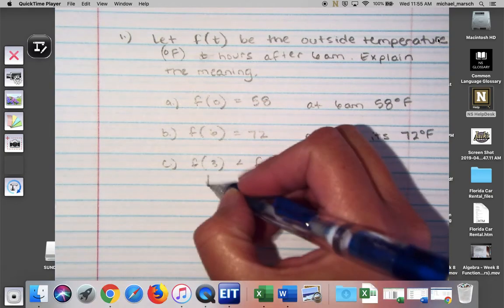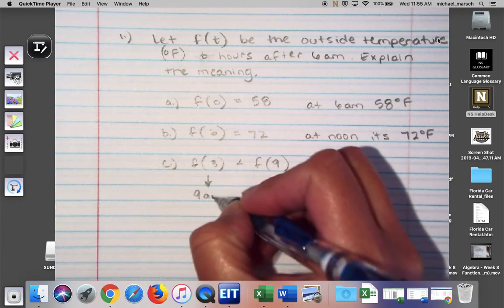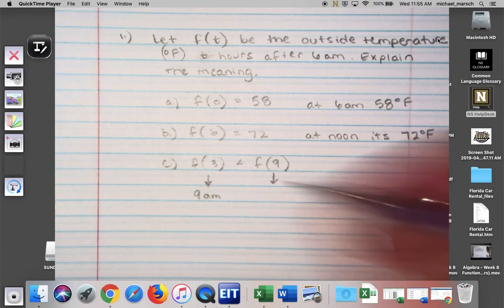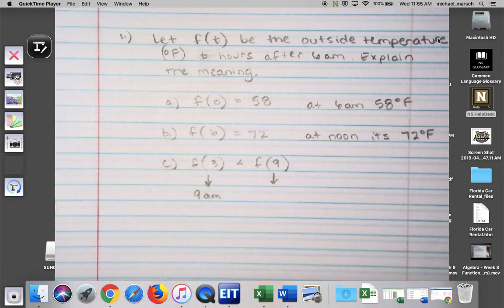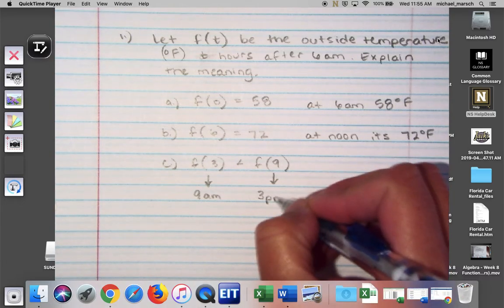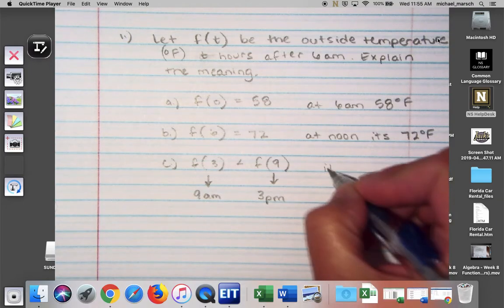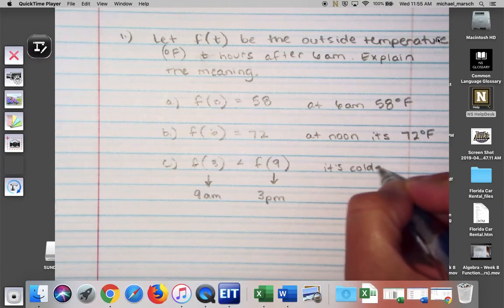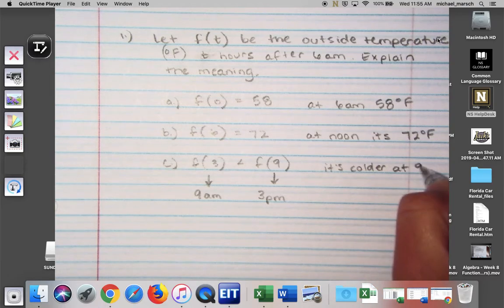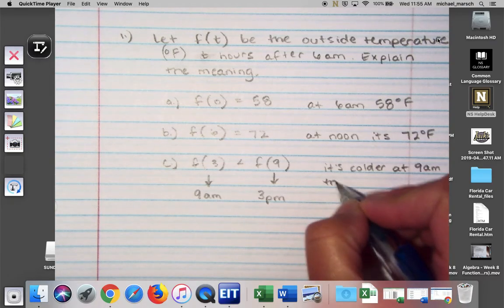How did you know this was 9 a.m.? Because 3 hours after 6 a.m. is 9 a.m. And 9 hours after 6 a.m. is 3 p.m. Great. So you could say it's colder at 9 a.m. than 3 p.m.